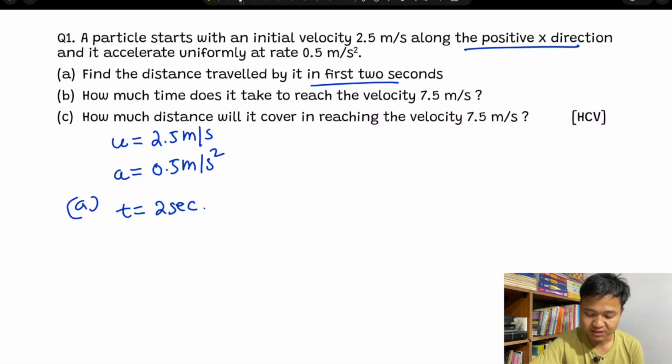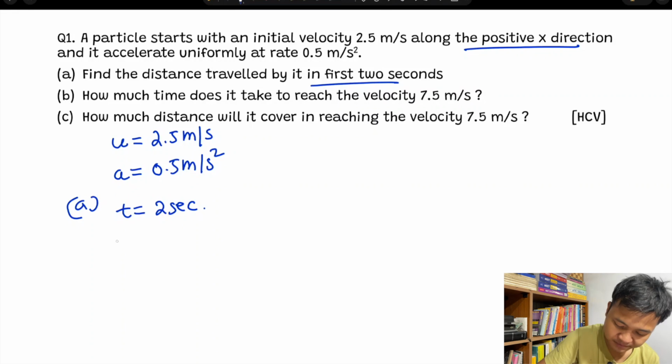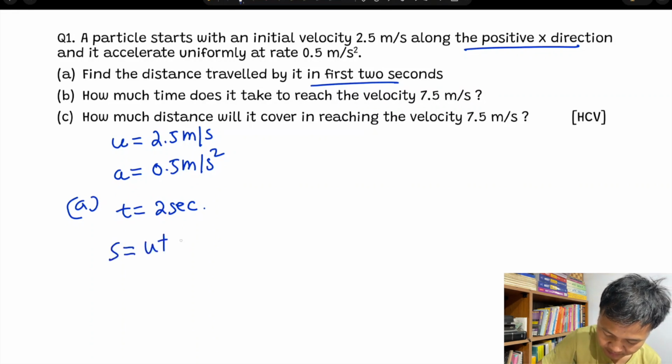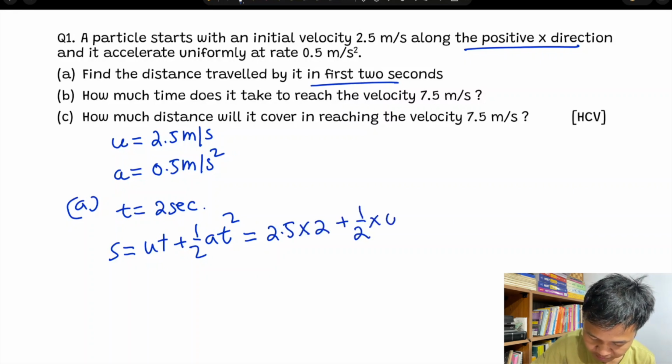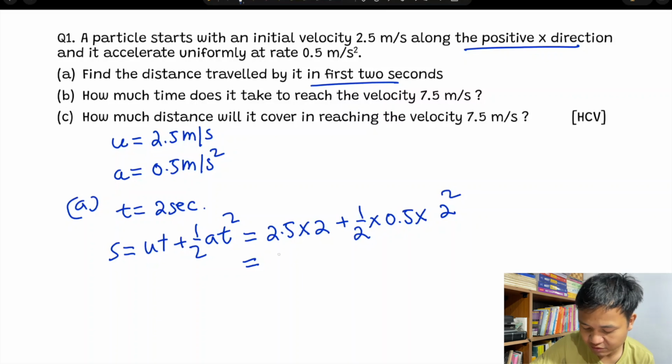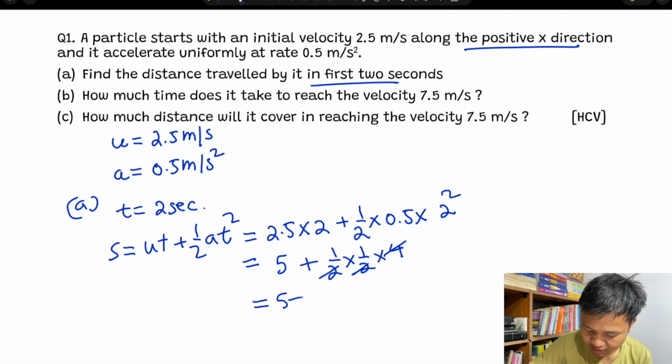Okay, which formula? s equals ut plus half at square. Putting in the values: u is 2.5, into time 2, plus half into a, which is 0.5, into time 2 squared. So 2.5 into 2 is 5, plus 0.5 is 1 by 2, so 1 by 2 into 2 squared, which is 4. So 2 twos are 4, that is 5 plus 1. So this is 6 meter. Okay, so this is the distance traveled.